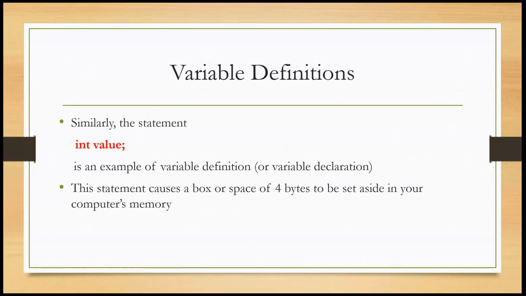This statement causes a box or space of 4 bytes to be set aside in your computer's memory, at least in the CodeBlocks IDE. However, if you are using an older IDE such as Turbo C++, only 2 bytes will be set aside in your computer's memory.